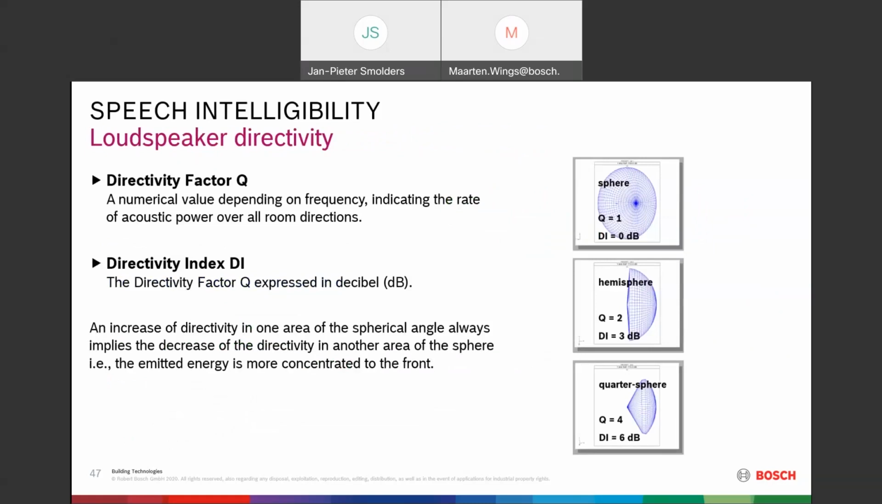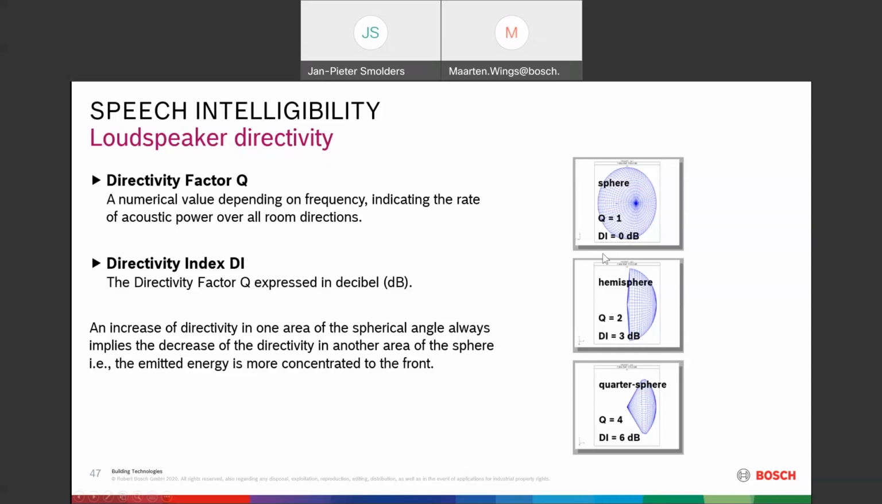What does the directivity mean? It's the directivity of a loudspeaker. If a loudspeaker has a directivity factor of 1, it radiates all around, like a sphere, as you see in the picture on the right. Q factor is 1, meaning it radiates all around the loudspeaker, and this also means a directivity index, DI, of 0 dB.